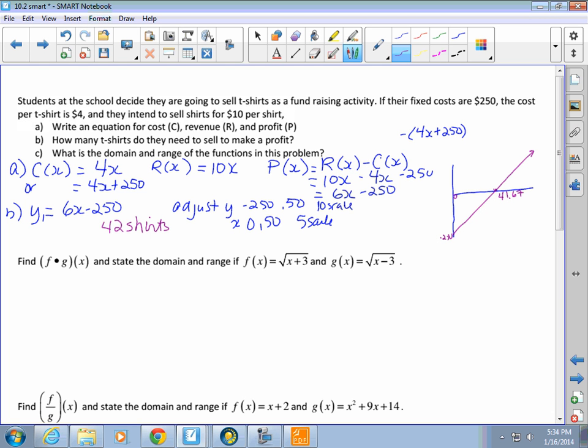It says, what is the domain and range of this function in this problem? So your domain, x has got to be everything greater than or equal to 0, and your range, you can't go less than negative 250 because it's not going to cost you more than that for your shirt setup. So it's going to be everything greater than or equal to negative 250.